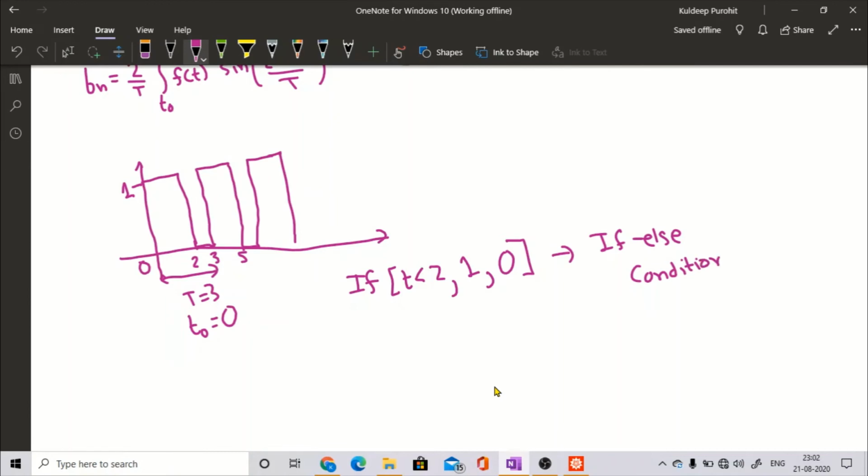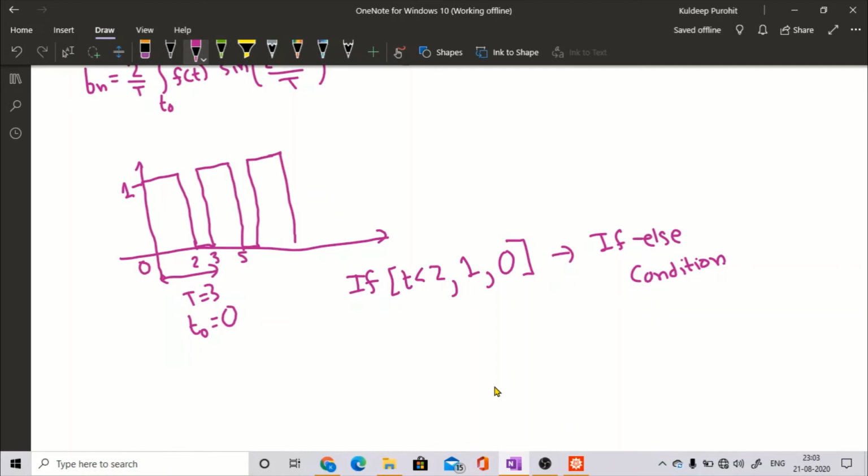Okay, so this is a new kind of thing which I have not shown up till now, the if else condition. So if t is less than 2, then it will be 1, and for the rest of the time it will be 0. Again the period will start. For 2 seconds it will be 1, and then it will be 0 again. Then again for 2 seconds it will be high, and then it will be low.